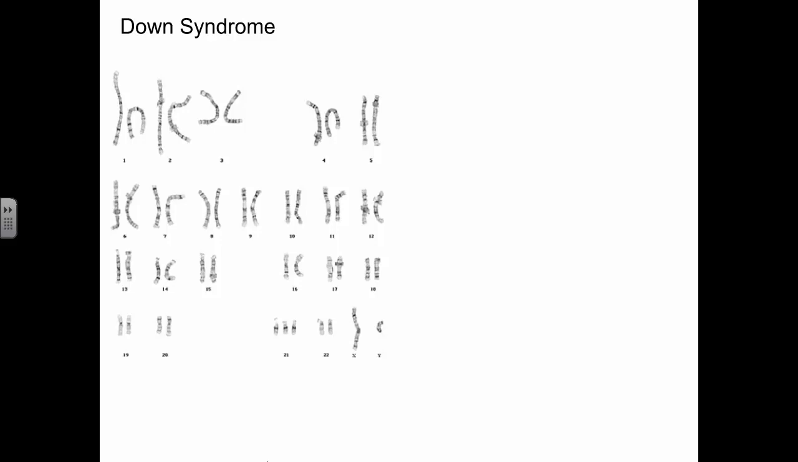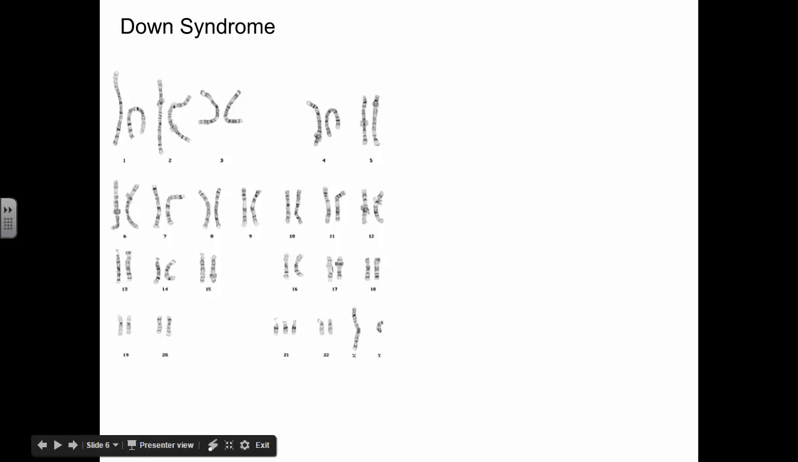So this is the karyotype of someone with Down syndrome. Looking at the karyotype, look at the 21st pair. What do you notice that's different about that 21st pair? There's 3. So Down syndrome is if someone has a 3rd chromosome in their 21st pair.